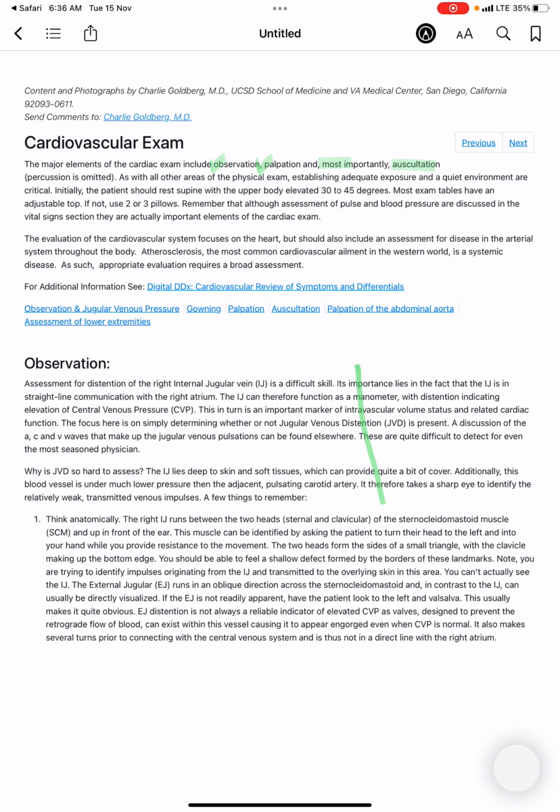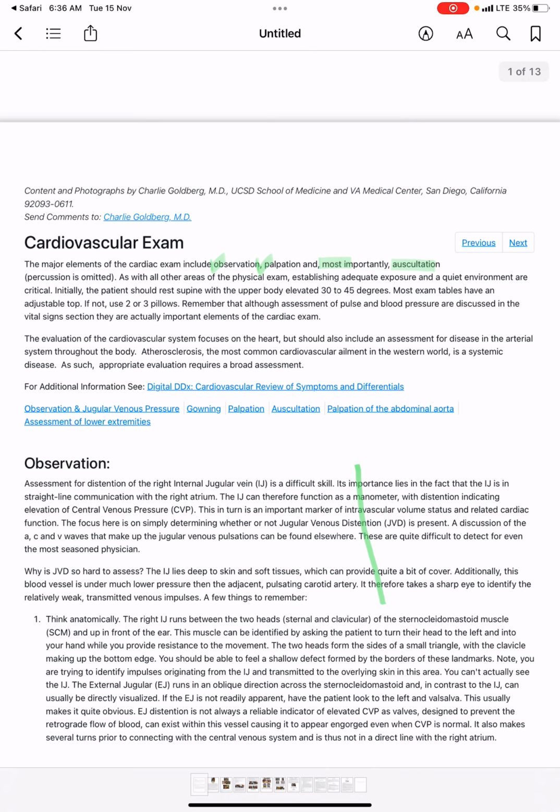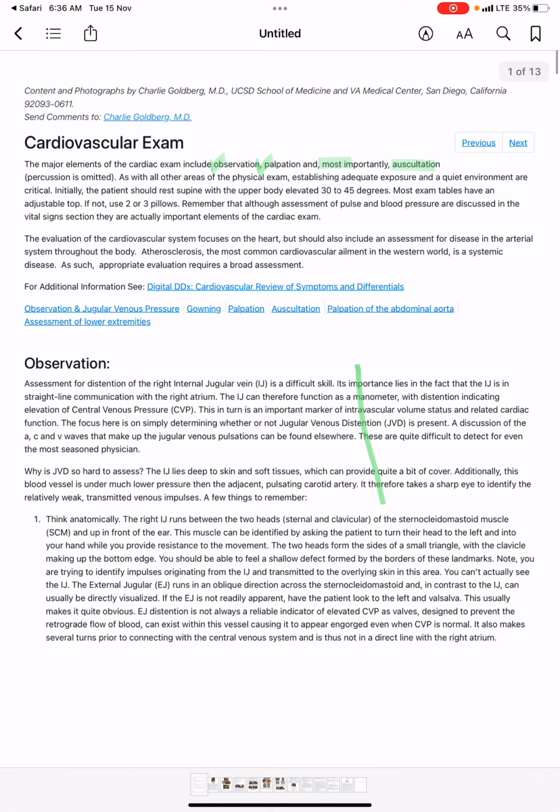This is taken from an article written by UCSD School of Medicine and VA Medical Center, San Diego, California.